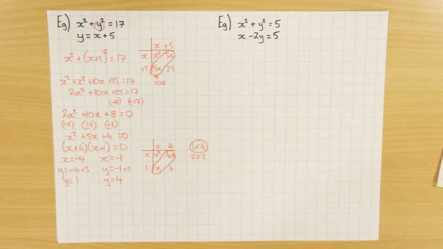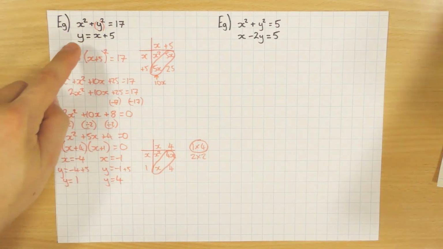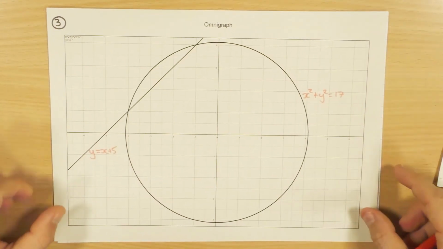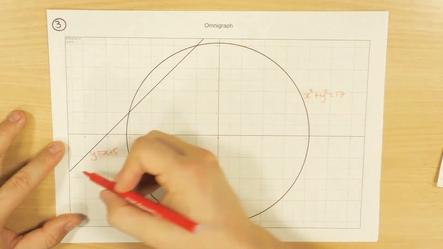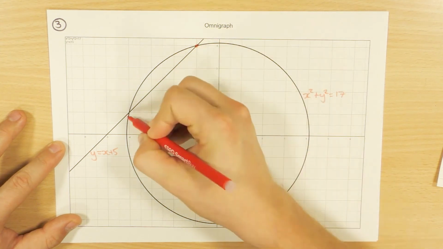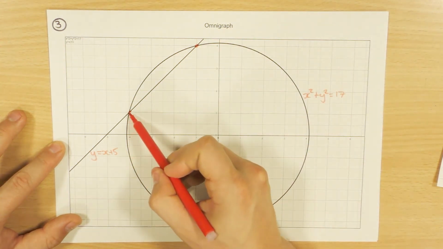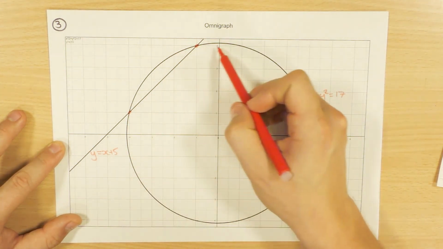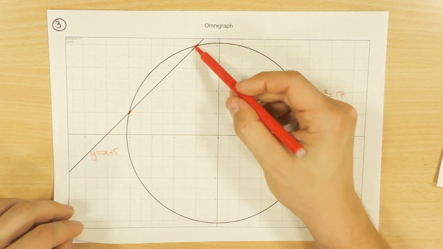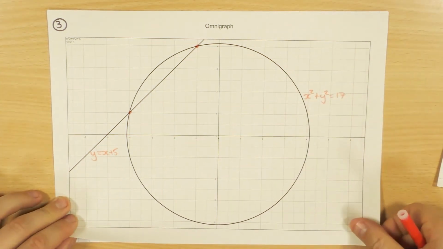So let's have a look what that looks like. So again, this was a circle. This was a straight line. So here we go. Here's a circle. There's a straight line going through it. And I've just worked out those coordinates there. Minus 4, 1, and minus 1, 4. Okay, so these are the points that they intersect, like so.